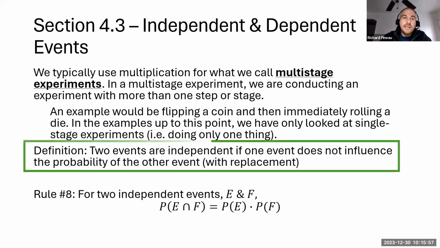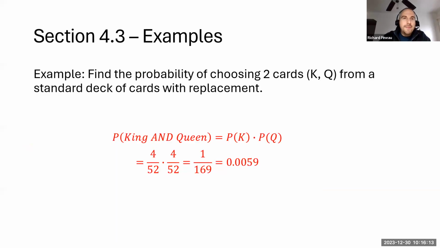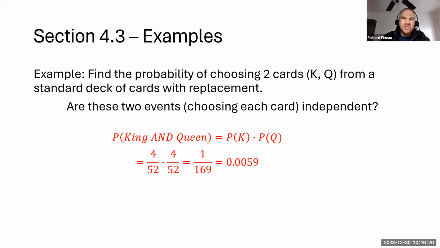Okay, so let's see if we can make some sense of what this means. And again, I want to emphasize that independent events is with that phrase, with replacement. So don't forget with replacement. There's our arrow there. Very, very important phrase. Okay, so we want to find the probability of choosing two cards, a king and a queen, from a standard deck of cards with replacement. And so the question is, are these two events, choosing each card, independent? And the answer is yes, because I select the king and I put the king back into the deck. That's the idea behind with replacement.